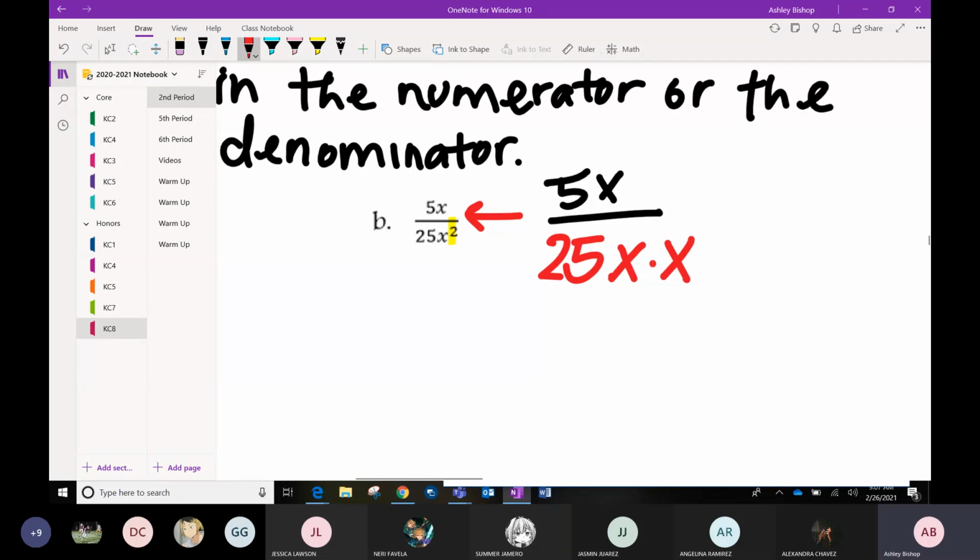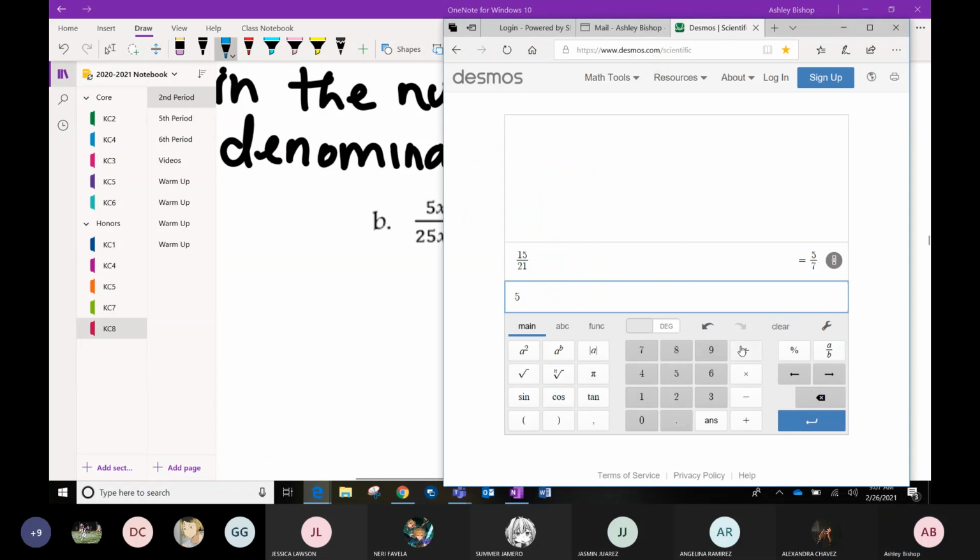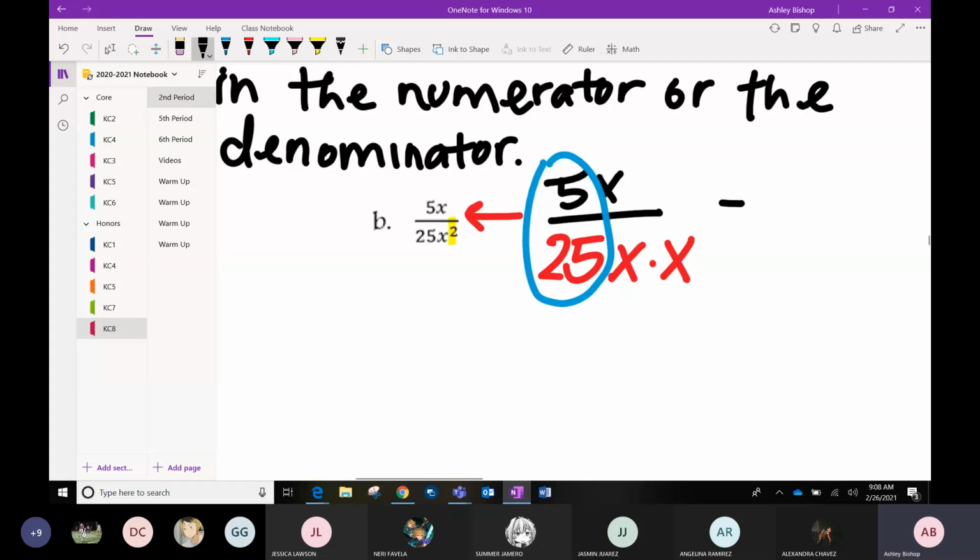So when I simplify, I'm going to simplify the numbers first. 5 over 25, I'm going to simplify that. You either know that off the top of your head or you can throw it in your Desmos calculator. I can throw it in my Desmos calculator by doing 5 divided by 25. I don't want the decimal. I want to keep that as a fraction. 5 over 25, convert to a fraction, is 1/5. So I can divide both of those by 5. So that was equal to 1/5.